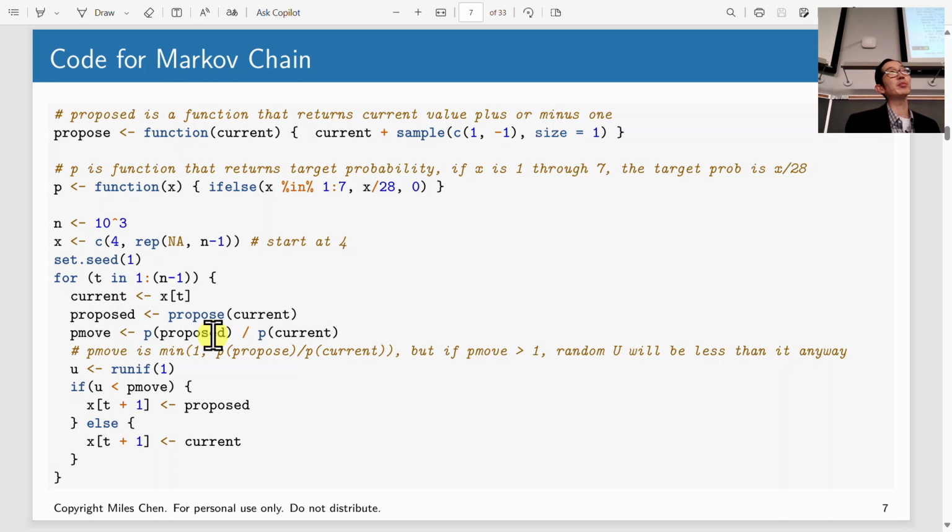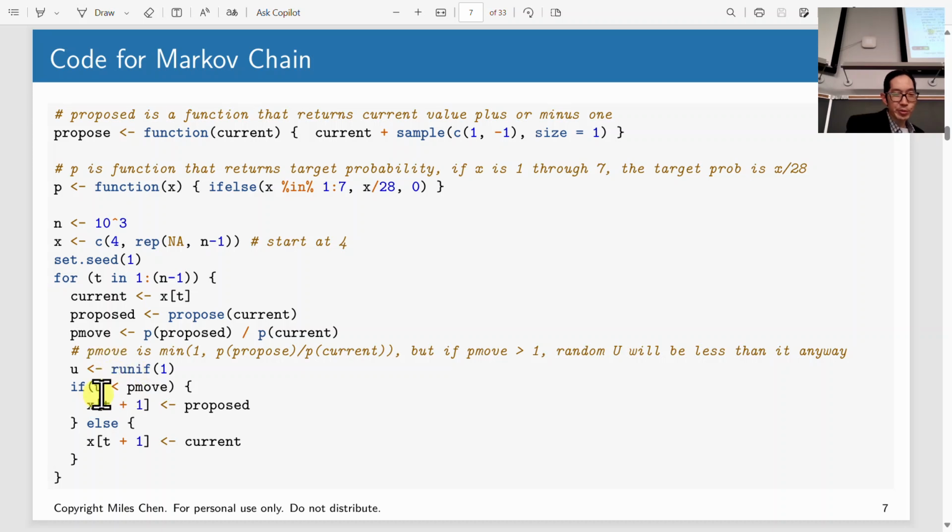Now technically p move is a probability, so it shouldn't go higher than 1. But if it's 5 over 4, this value is going to be 1.25. And if I compare U to p move, U will be less than 1.25 because U is always a value between 0 and 1. So I could put in this extra statement, that p move is the minimum of 1 and p proposed divided by p current, but it's kind of unnecessary. So I'm just going to compare U to p move.